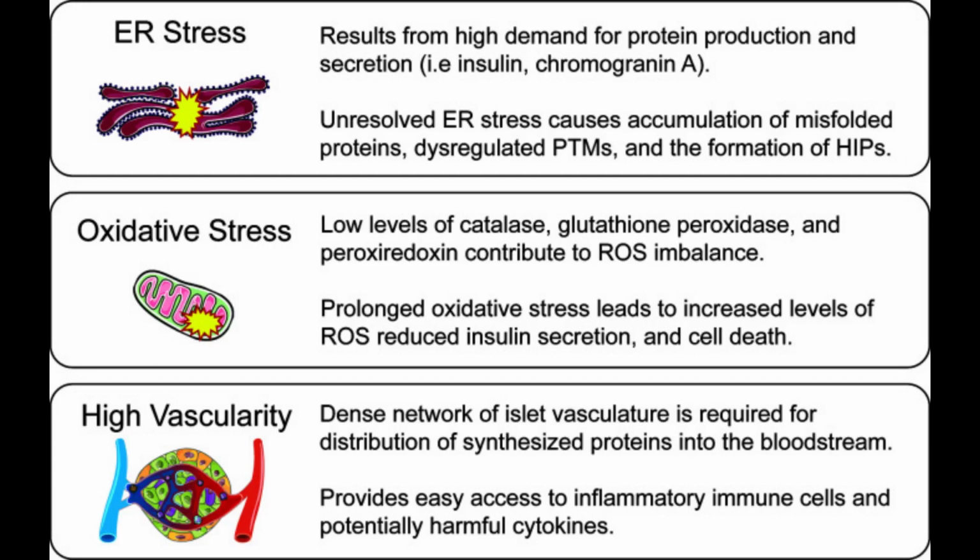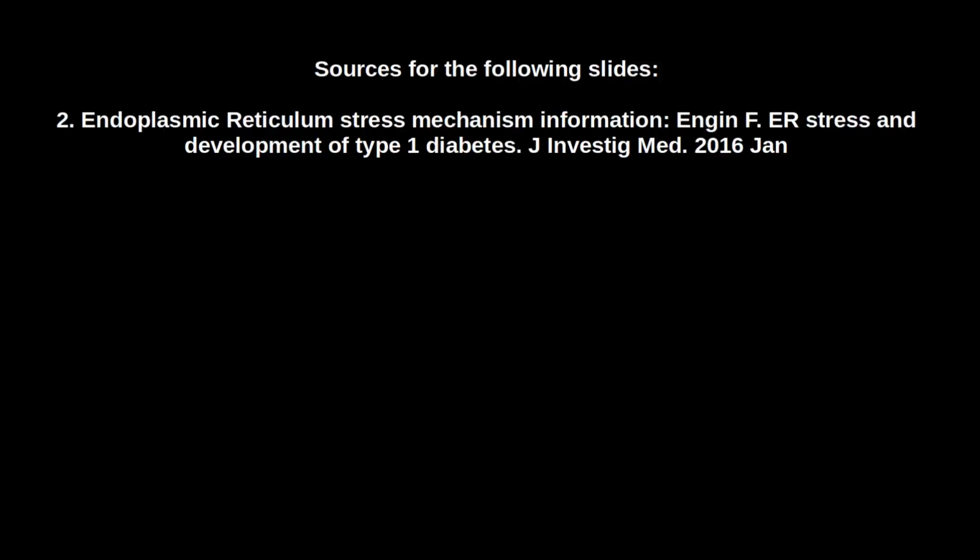A few mechanisms outside of autoantibodies that affect beta cells in type 1 diabetes are seen here. We have endoplasmic reticulum stress, we have oxidative stress, and we have high vascularity. First, I want to briefly touch upon high vascularity, and that is the most intuitive. High vascularity increases the access of autoimmune T cells to beta cells in the pancreas, destroying insulin and destroying beta cells.